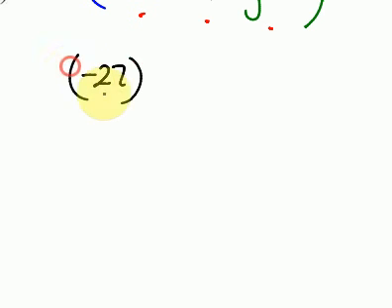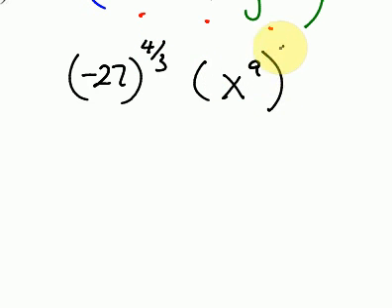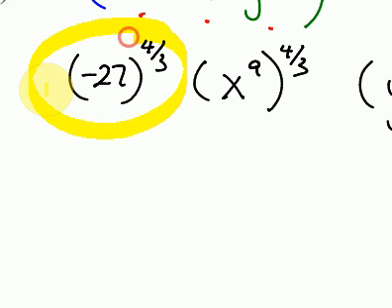Negative 27 to the power of 4/3. We'll take x to the power 9 raised to the 4/3. We'll take y to the negative 3 raised to the 4/3. We'll do them individually, and then we'll put them all together, and we'll get our final answer. All right. This first one.